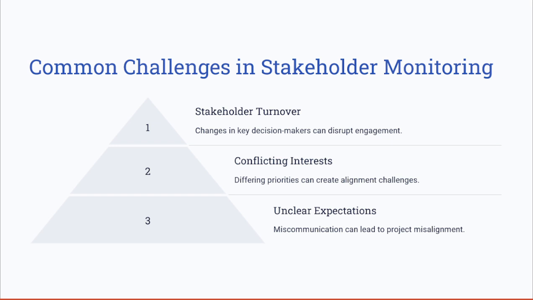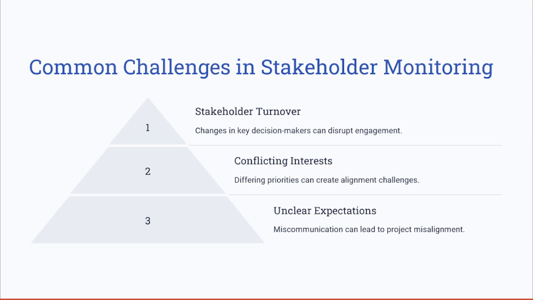And here are some of the common challenges when doing stakeholder monitoring. Challenges in stakeholder monitoring include stakeholder turnover, and sometimes you might face conflicting interests and unclear expectations. Proactive knowledge management and continuous engagement help to mitigate these risks. To understand each of them in more depth, let's start with stakeholder turnover. Turnover here means changes in the key decision makers, which can disrupt the engagement.